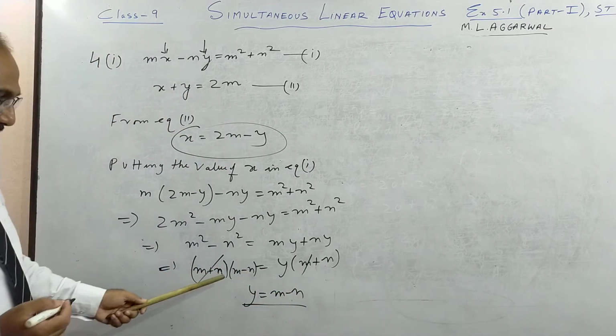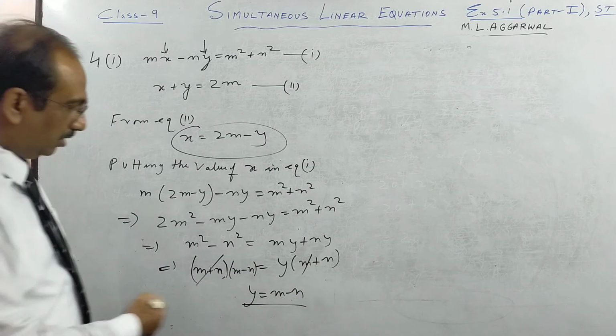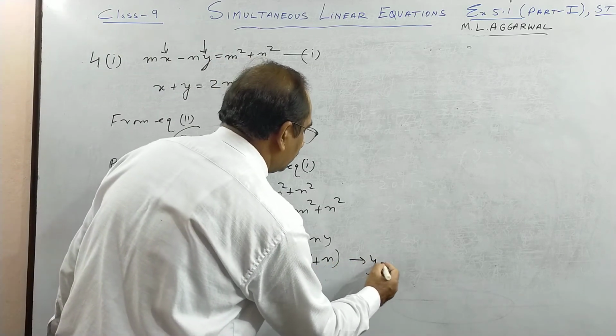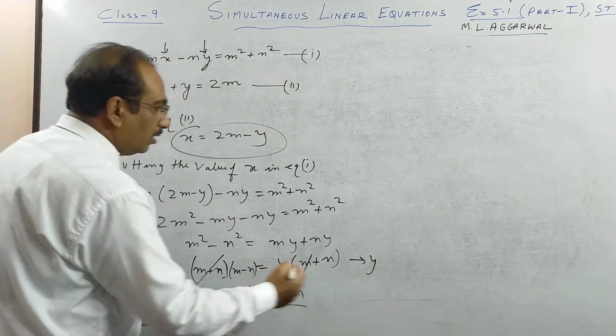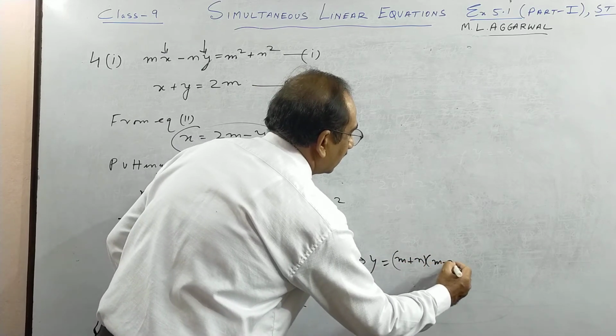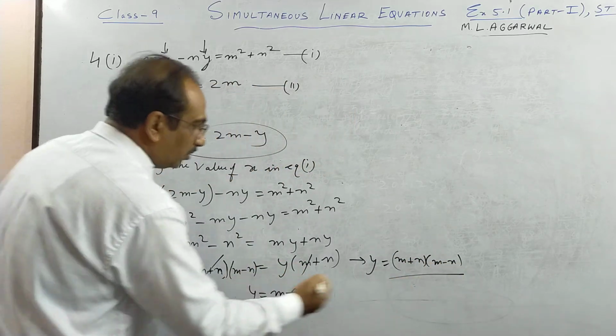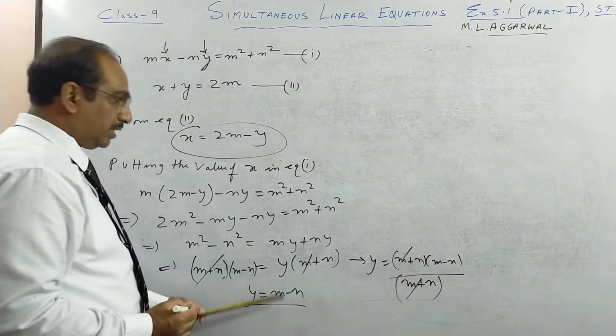Now, you could have taken another way, y, this would have gone down and it would have got cancelled. If you want to see that step, I'll show you. y, you keep here, this comes down maybe. That we also do is m plus n, m minus n by this goes down. So this cancels, you get y is m minus n.